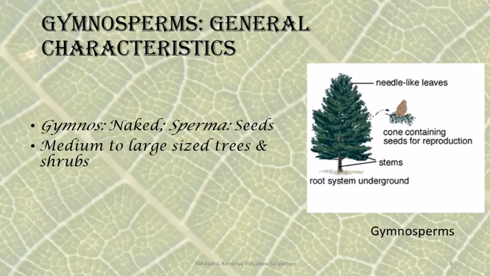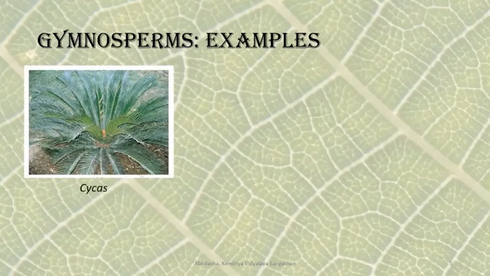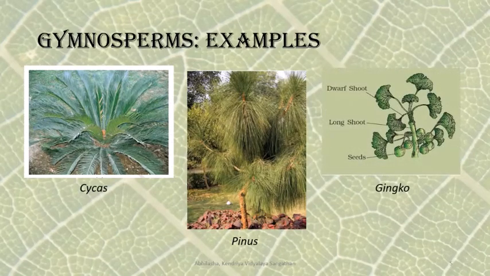The size of the trees is medium to large, and also shrubs. In fact, sequoia, a gymnosperm, is one of the tallest known trees. These are some of the common gymnosperms: cycas, pinus and ginkgo.